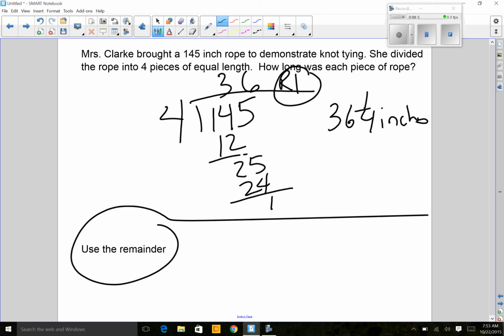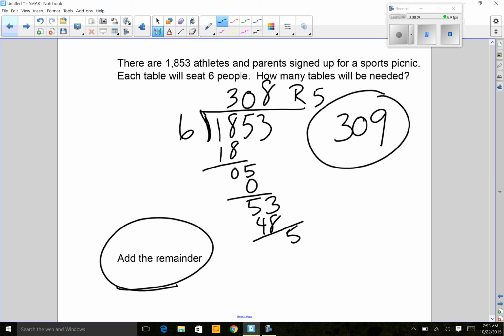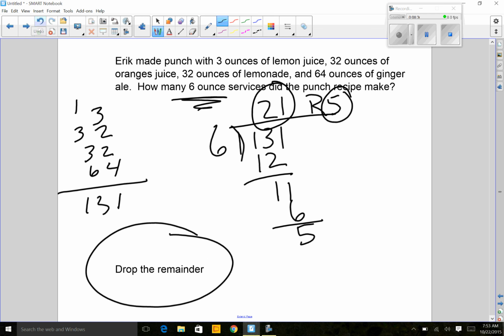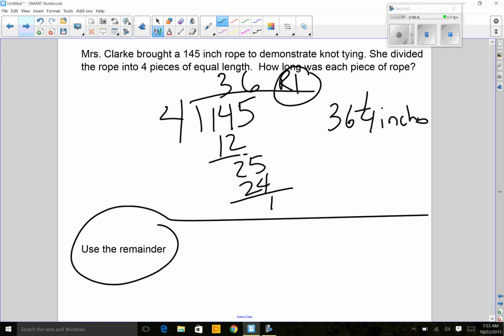So those were our 3 techniques. You can add the remainder, like we did here. The 5 here were 5 people hanging out that had to have a table, so we had to add an extra table in. Our second one is to drop the remainder, because this is 5 ounces of punch that I can't use. I can't make a whole serving out of it. So the answer to this one is going to be 21.